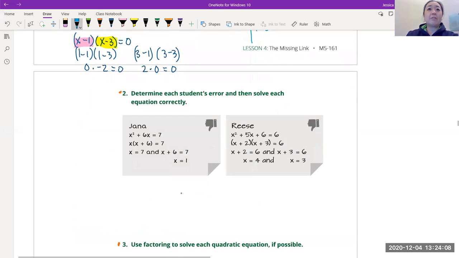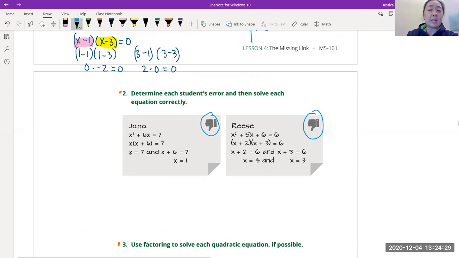So let's try this. Okay, so if you take a look at Jana, and I said I would go over this. Okay, if you notice the thumbs down, they did something wrong. So what did Jana do wrong? It looks like she factored out an x, which looks fine, right? Because x times x is x squared and x times 6 is 6x. So they had an x in common. So, okay, that sounds good.